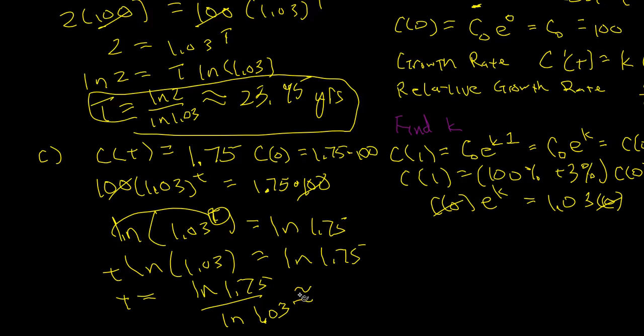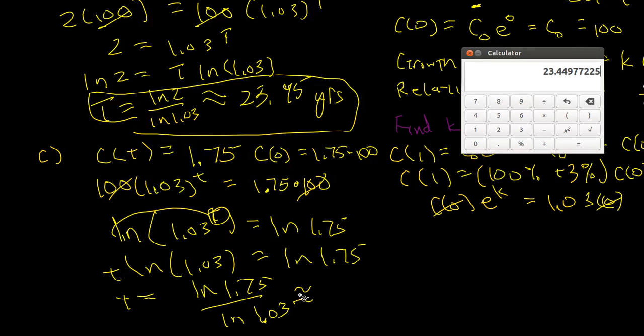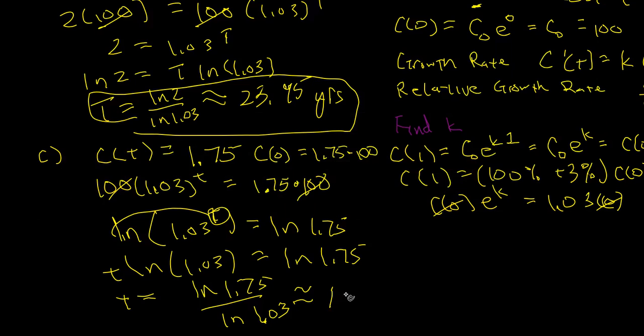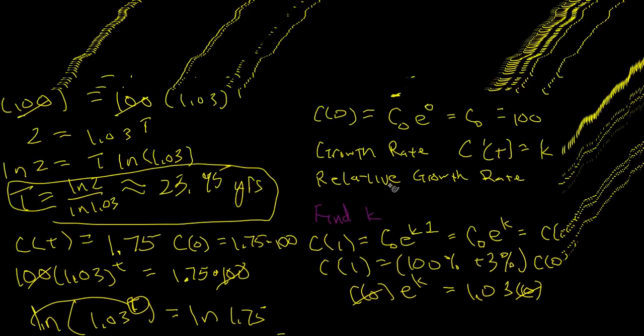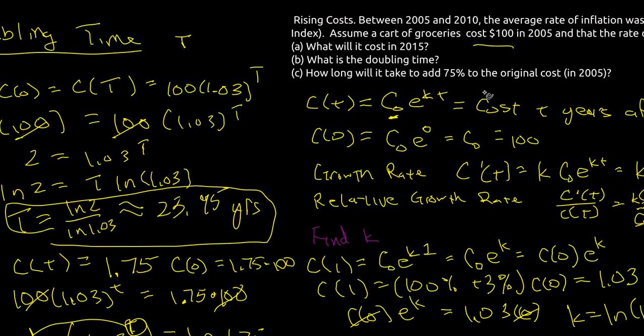And we'll plug this into the calculator and we'll get a good approximation. Natural log 1.75 divided by natural log of 1.03, and we see our answer is about 18.93 years. So 18.93 years. That's how long it takes to add 75% to the original cost.